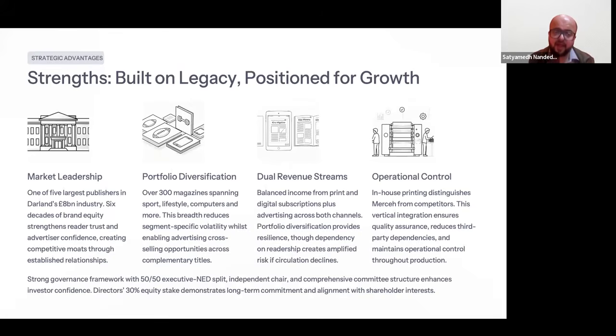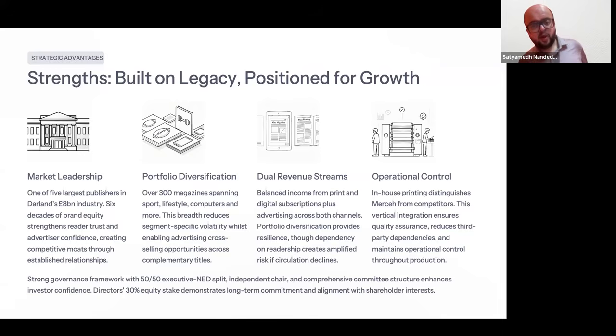In terms of market leadership, it is one of the largest publishers in the industry in Darlin right now. It is, in fact, in the top five, and it has created a brand and a positioning for itself over the last 6 decades, and that itself shows that they are here to stay. They have around 300 magazines, which indicates portfolio diversification. They are not dependent on income or subscription from any one specific magazine. In fact, 300 magazines, I would say, is over diversification.